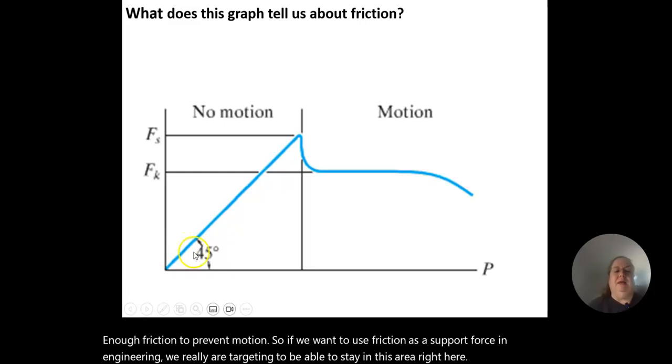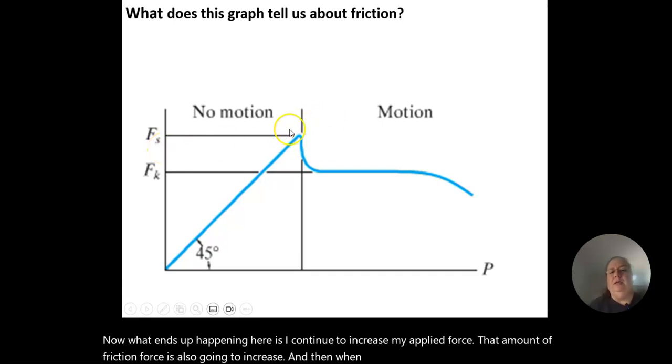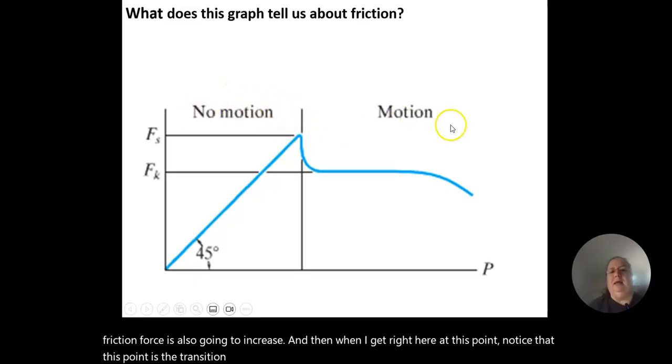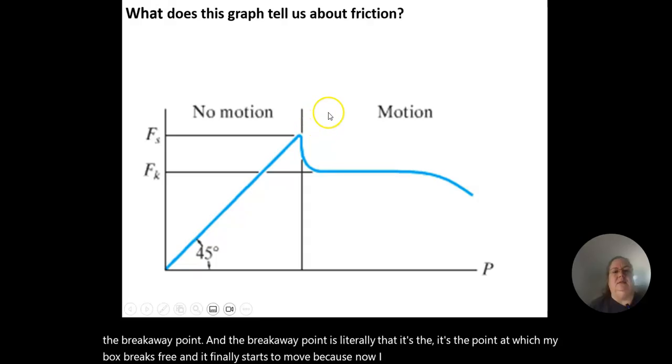Now, what ends up happening here is I continue to increase my applied force. That amount of friction force is also going to increase. And then when I get right here at this point, notice that this point is the transition between having no motion and having motion. So this is what we call the breakaway point. And the breakaway point is literally that. It's the point at which my box breaks free and it finally starts to move, because now I have overcome the amount of friction present.